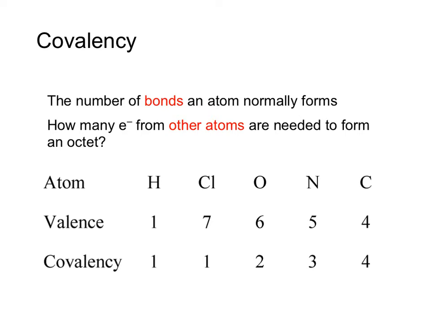We have to keep in mind that this is a general rule of thumb for these elements, though. We'll find that in some cases, some of these atoms can form more or less than what the covalency would imply. But these will be rare instances which we will discuss at a later time.